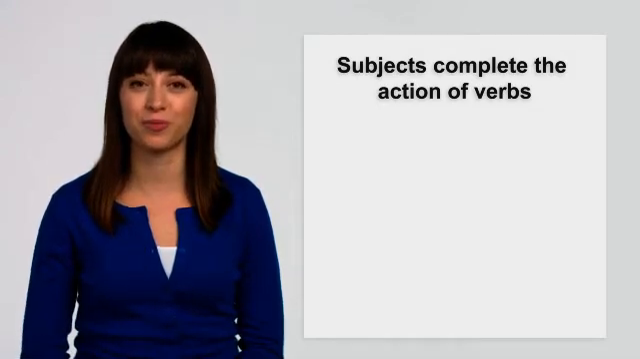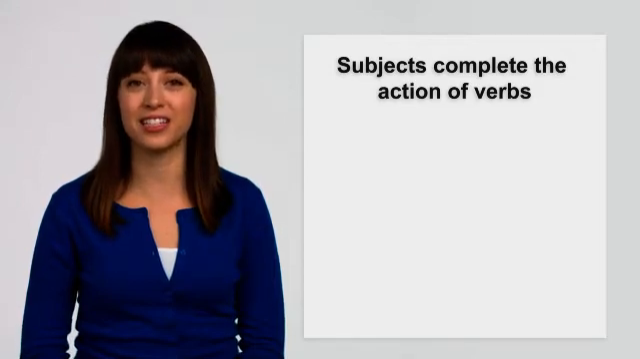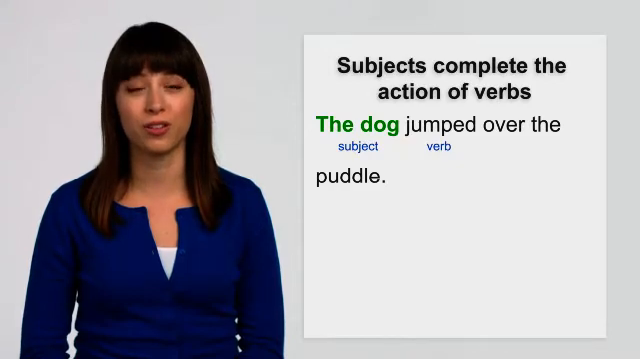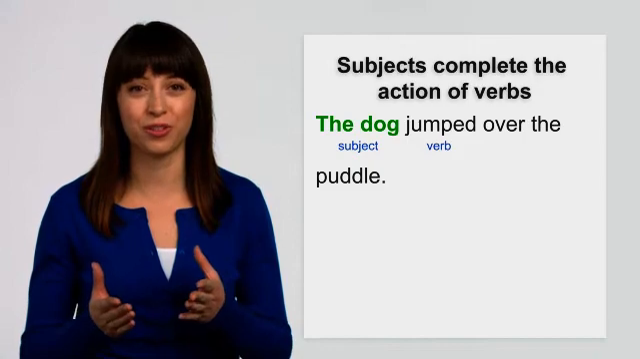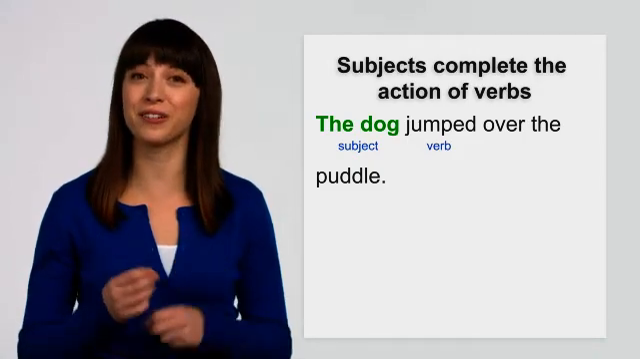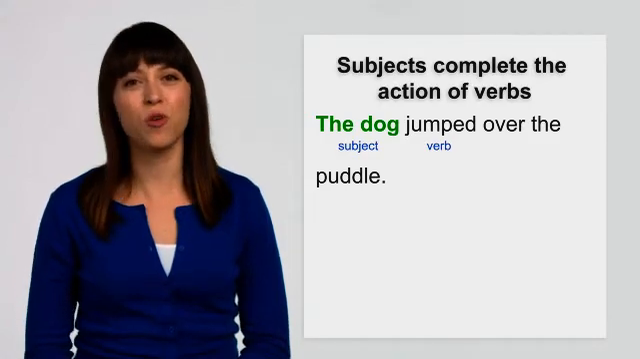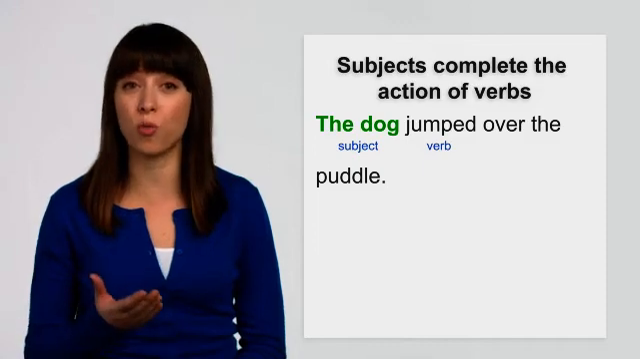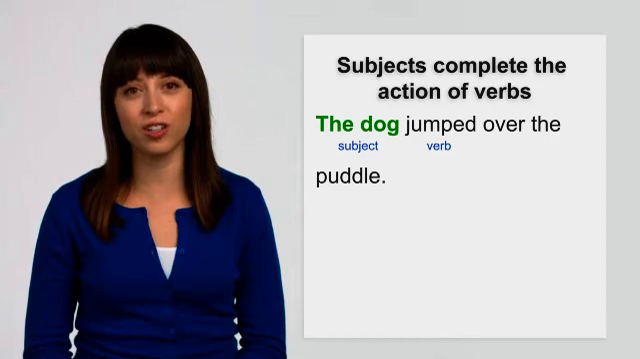If a sentence has an action verb, the subject is who or what does the action. For example, jump is an action verb. In the sentence, the dog jumped over the puddle. The dog completed the action jump. So the dog is clearly the subject of this sentence. If you aren't sure about the subject, you can ask who or what does that verb. This works for action and non-action verbs.